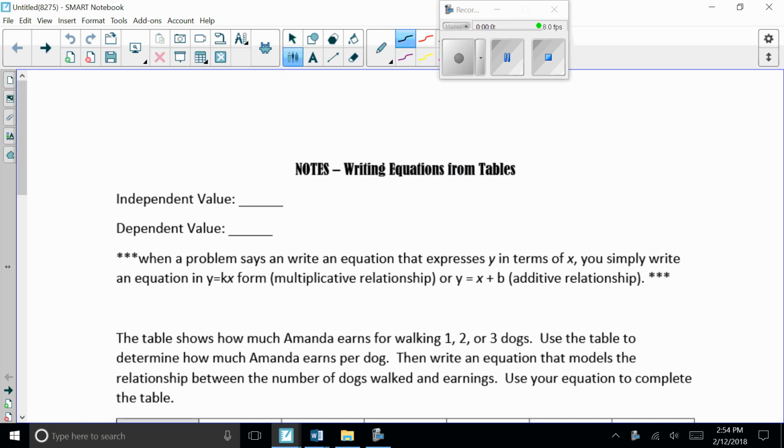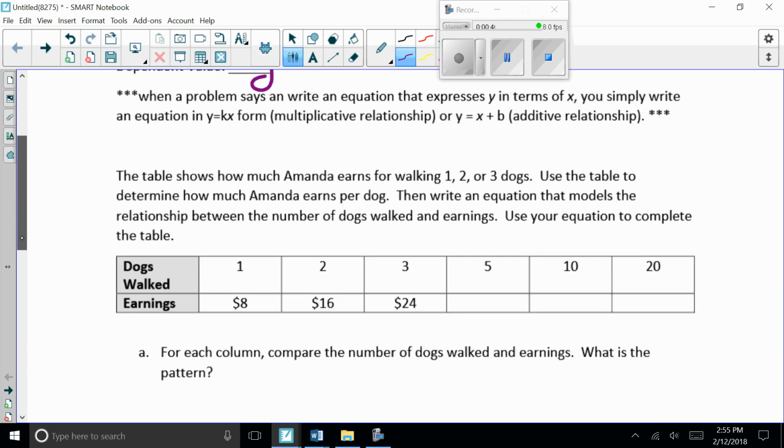So let's look at what we have here. It wants you to identify what your independent value and your dependent value is. We talked about this a lot in class. We know our independent is our x and our dependent is our y value. When a problem asks you to write an equation that expresses y in terms of x, that means you are either going to write your multiplicative relationship, y equals kx, or your additive relationship, y equals x plus b. Okay, so let's go on and look at our example.